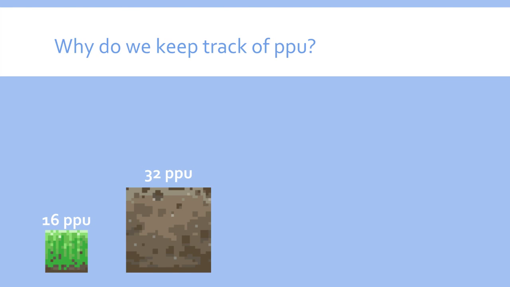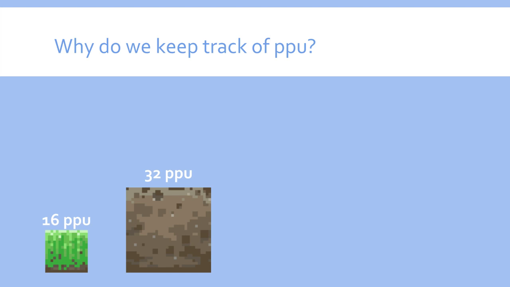Here we go. We have 2 different assets made by 2 different artists. We have a dirt block and a grass block, wonderfully made, because I made both of them. But they are not the same PPI. You'll encounter this more in pixel art, but essentially this dirt block here is 32 pixels by 32 pixels wide, and the grass block is 16 by 16.